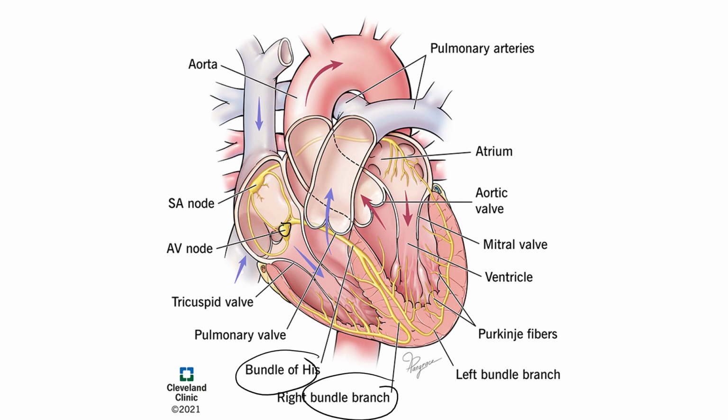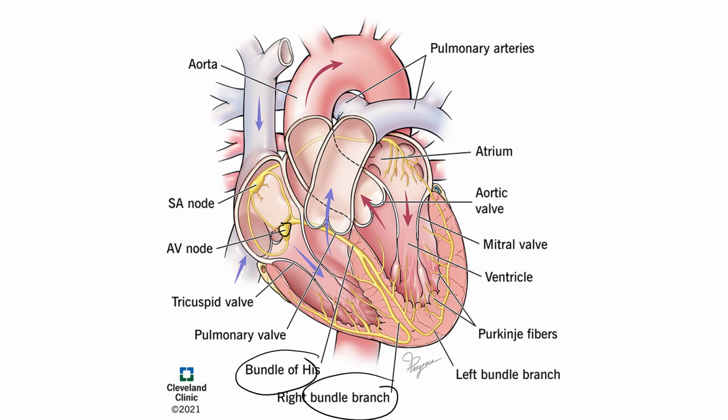The bundle of His, the bundle branches, and the Purkinje fibers are all continuous. They're not literally all attached to one another, but they're all continuous with each other. It's not like the bundle of His stops and then there's a gap and then the bundle branches start. Basically, once the bundle of His enters into the interventricular septum, it bifurcates, right? And then once it bifurcates, we call it the bundle branches. And once the bundle branches start traveling up the left and right ventricle, we call them the Purkinje fibers. But these are all conduction fibers that are all continuous with one another.